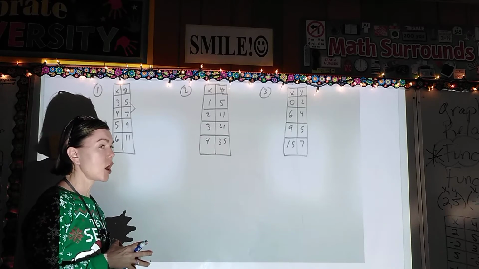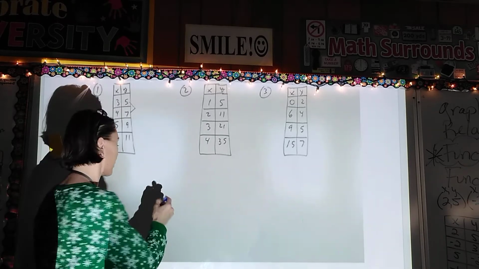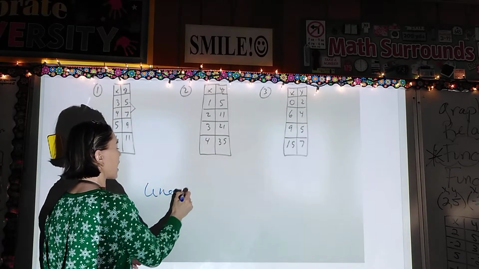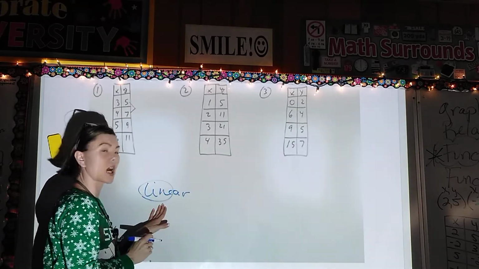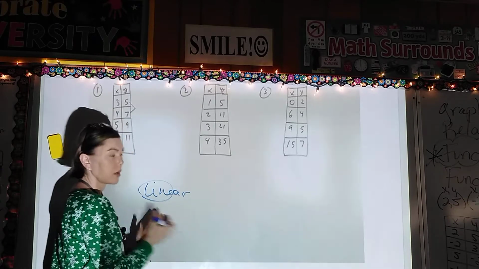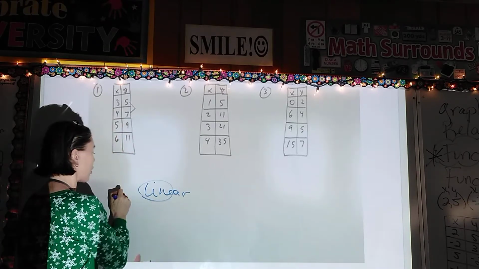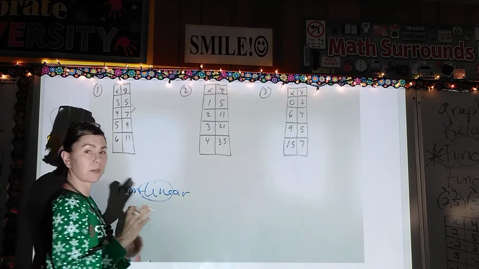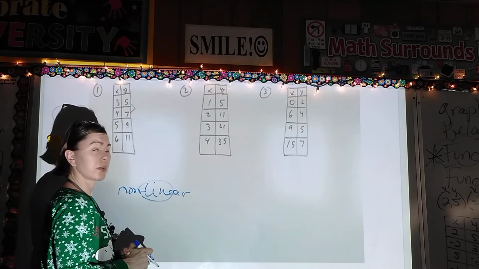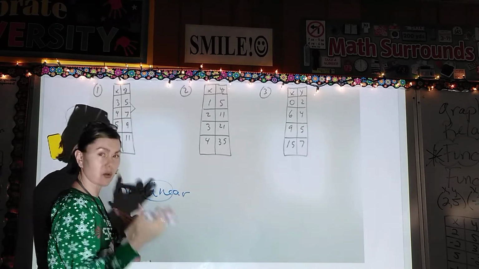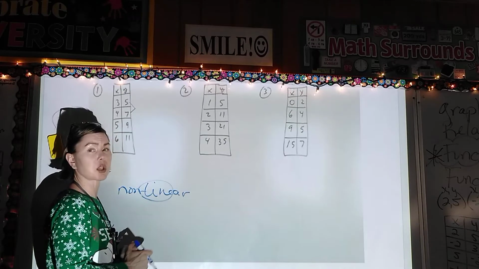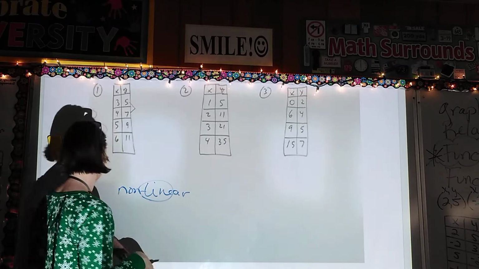So you guys know, we said this before, the word line in linear means a straight line. And so nonlinear would be, it could be a function, it just wouldn't be a straight line. It would be a nonlinear function. Maybe it would be like, say, a parabola.